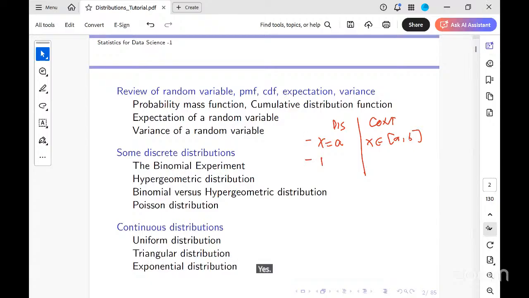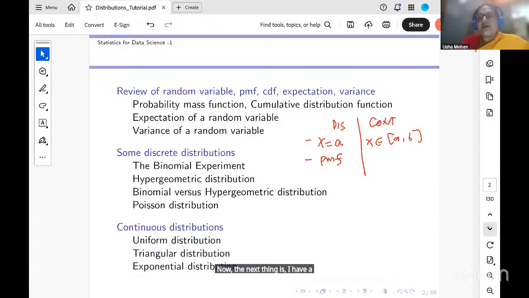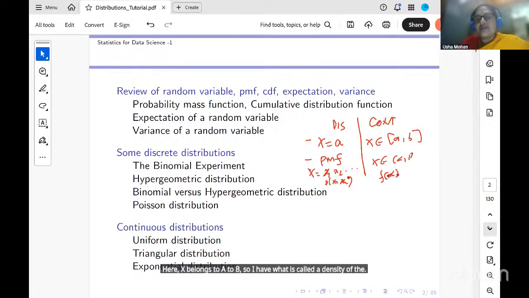Now the next thing is I have a distribution. This is the probability mass function, the PMF, where x takes the values x1, x2 with probability x equal to xi. Here x belongs to the interval A to B. So I have what is called a density of the random variable.